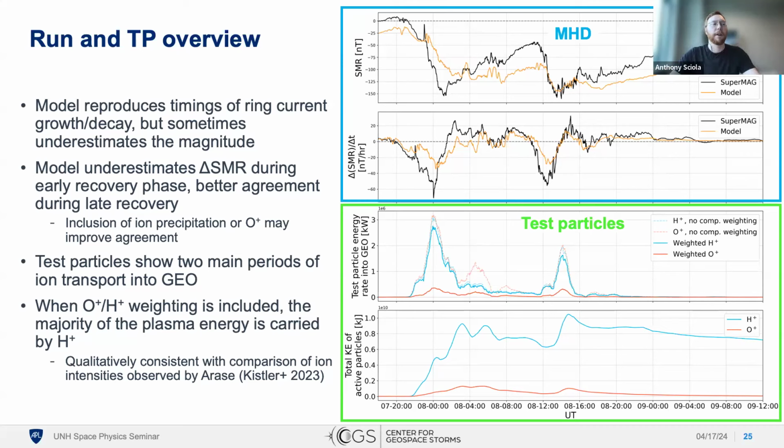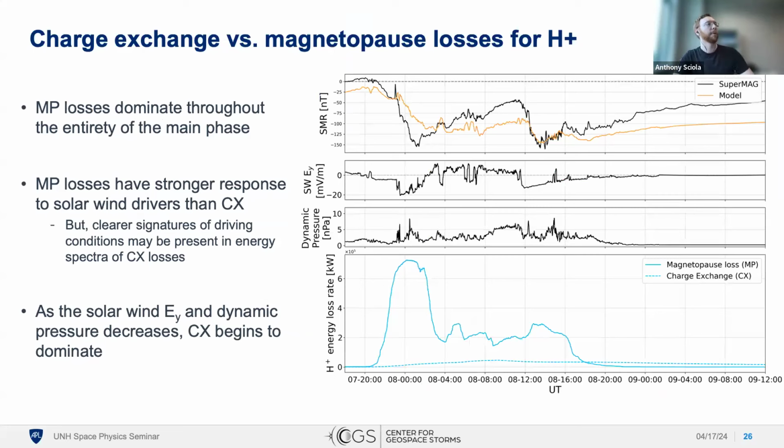On the test particle side, down here, I'm showing the test particle energy rate into GEO. We see these two spikes here that correlate well with the decreases in SMR. And then similarly below that, I'm showing the total kinetic energy of the active particles within GEO. And so when we include the O plus to H plus weighting for the storm, we see that the majority of plasma energy is carried by the H plus. This is qualitatively consistent with the comparison of ion intensities done by Lynn Kistler last year in her 2023 paper.